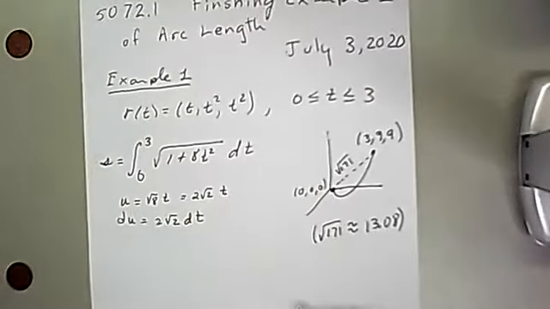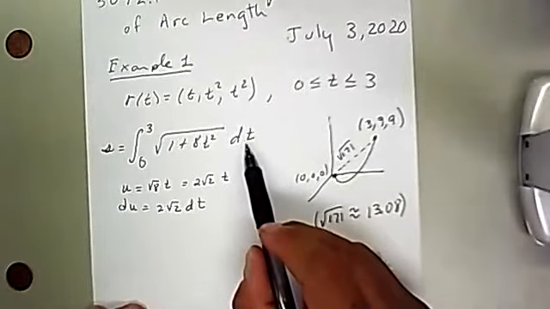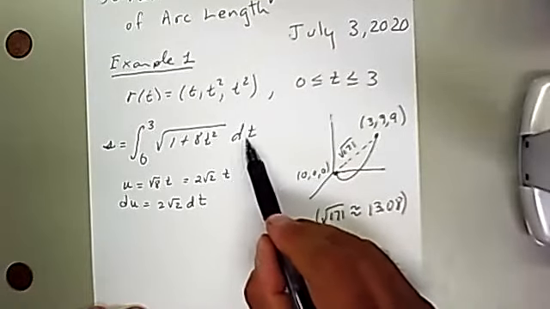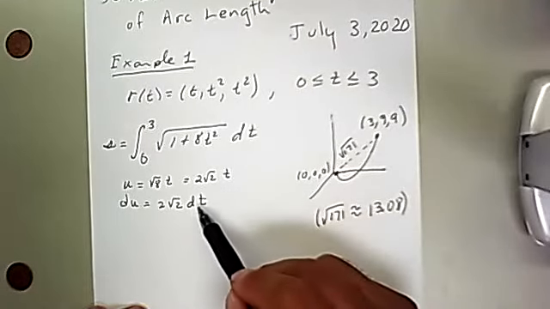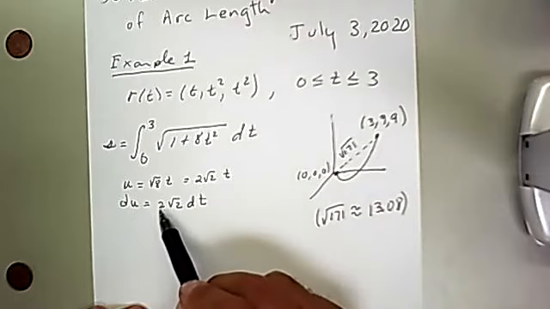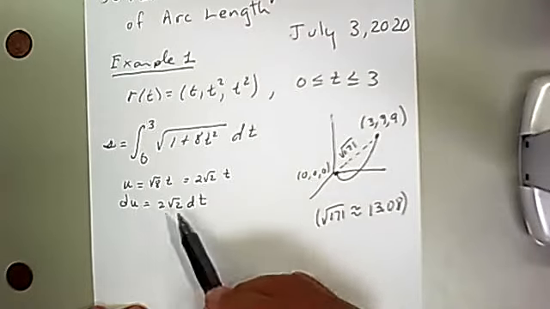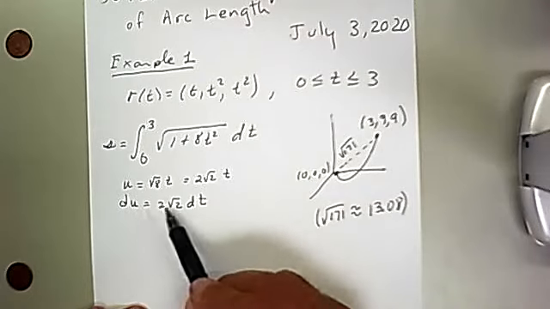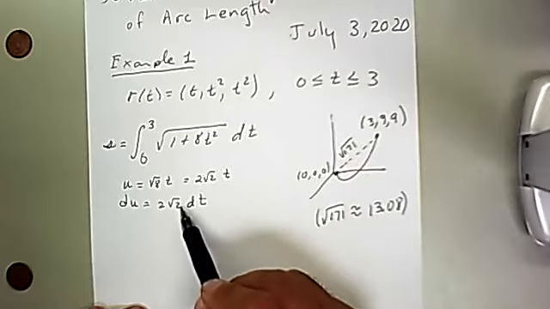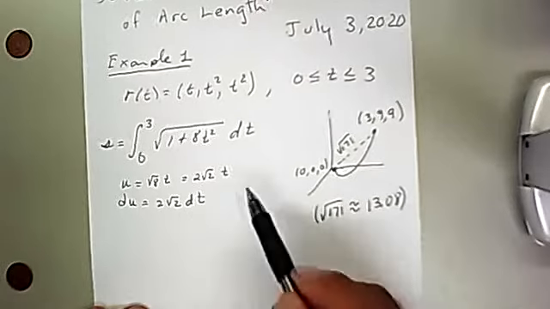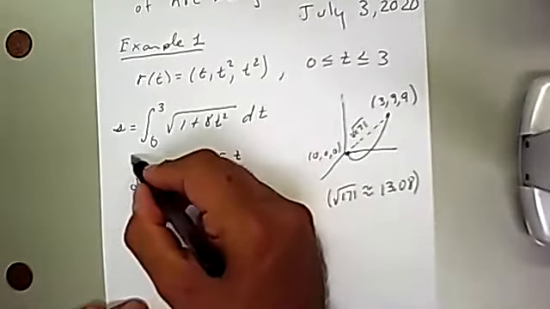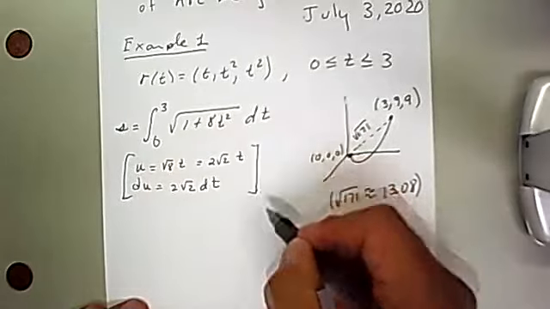So in order to do the substitution, dt has to be replaced with 1 over 2 root 2 du. We can just divide both sides of this equation by 2 root 2, and then that's how we obtain dt. All right, so let's put that in a bracket, indicating that is the substitution we're applying.